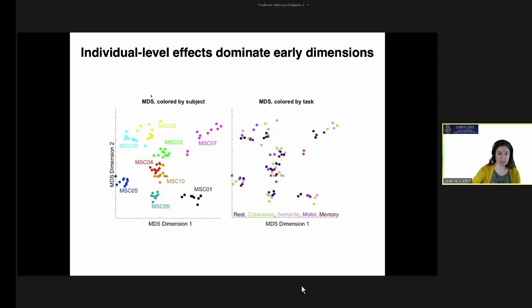Now, on the left-hand side, I've colored these dots based on which subject they belong to. And on the right-hand side, I've colored the dots based on which task they come from. Otherwise, these 2 plots are identical. And hopefully what you can see at a glance is in these first 2 dimensions, which explain most of the variance in the data, clustering is primarily based on subject identity rather than task.